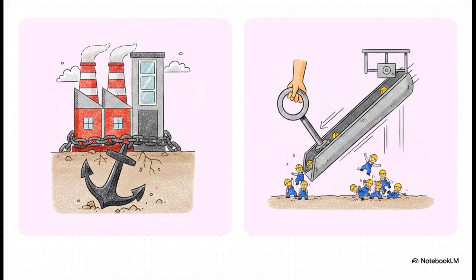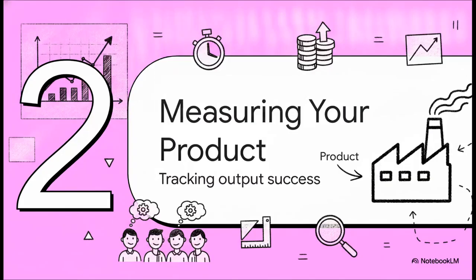So in the short run, if a firm wants to increase output, they really only have one option: aggressively pull the lever on those variable inputs. They have to hire or fire workers. All right, let's roll right into number 2, measuring your product and tracking your output success.